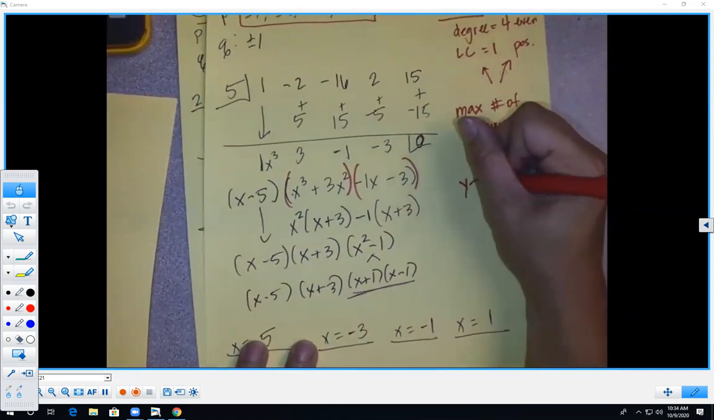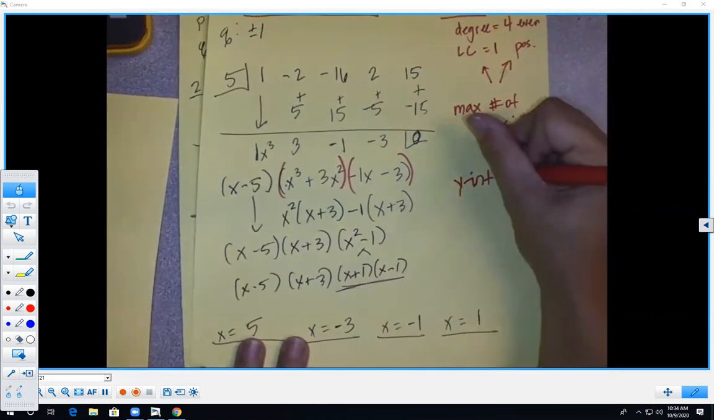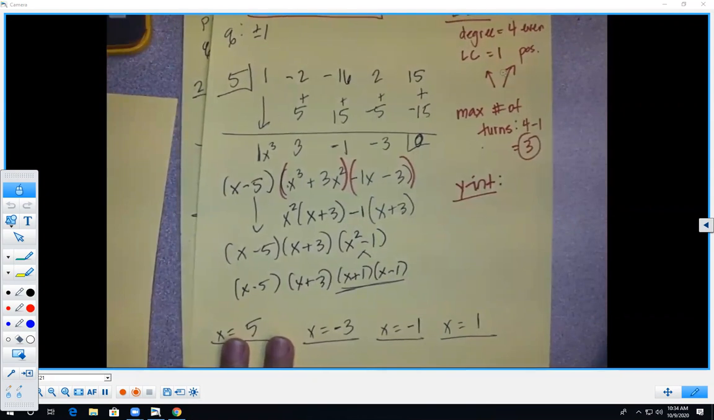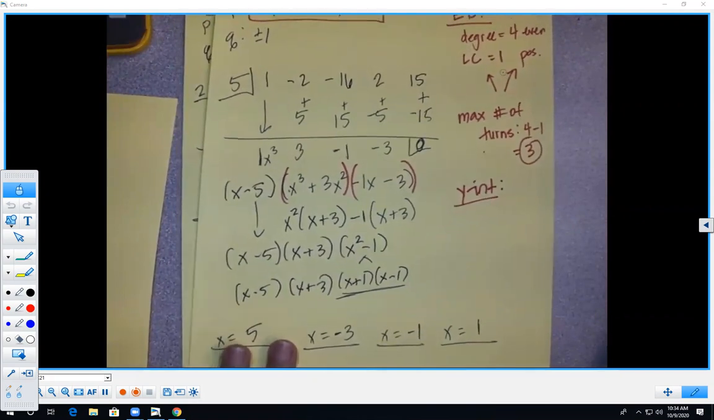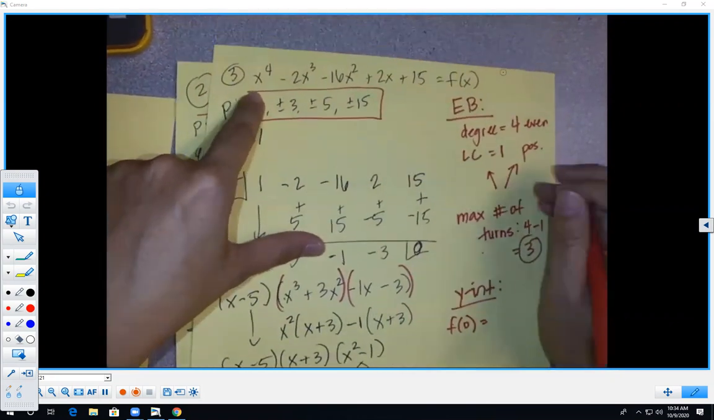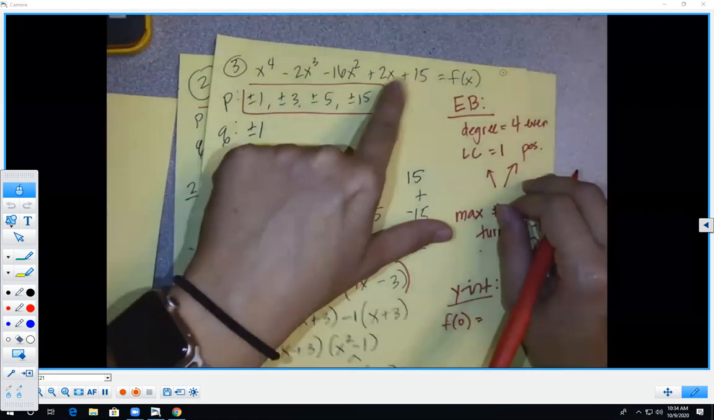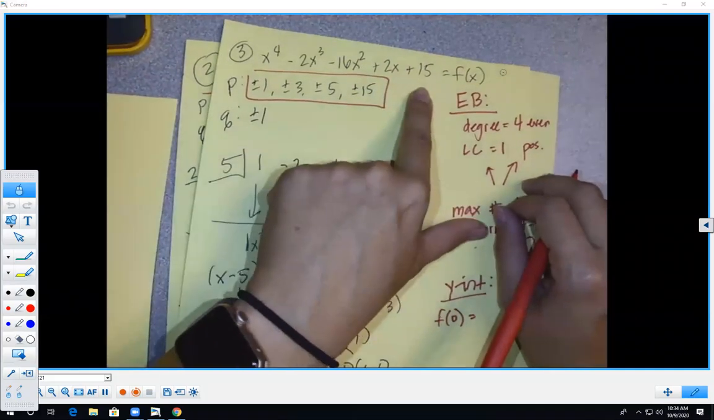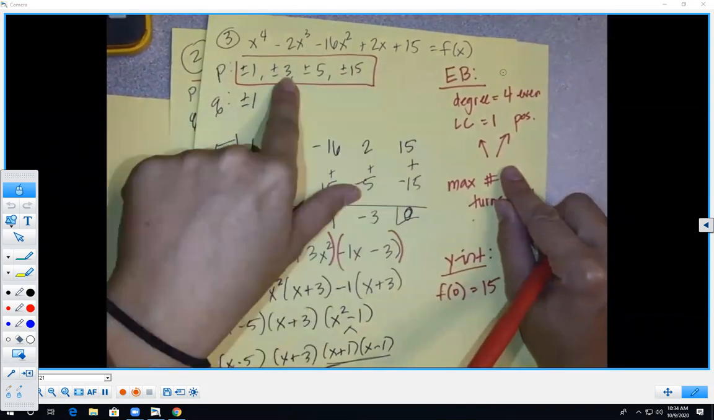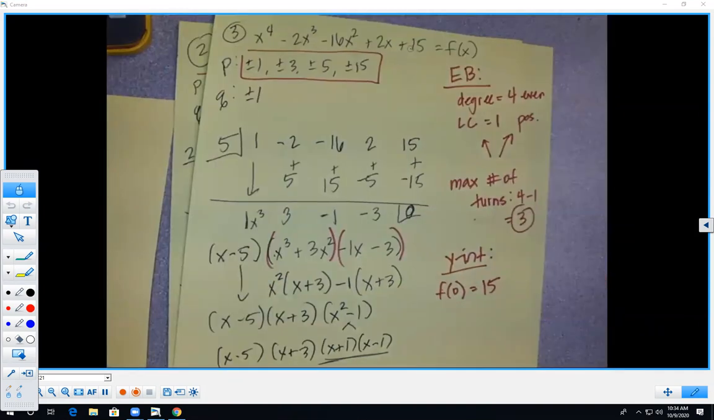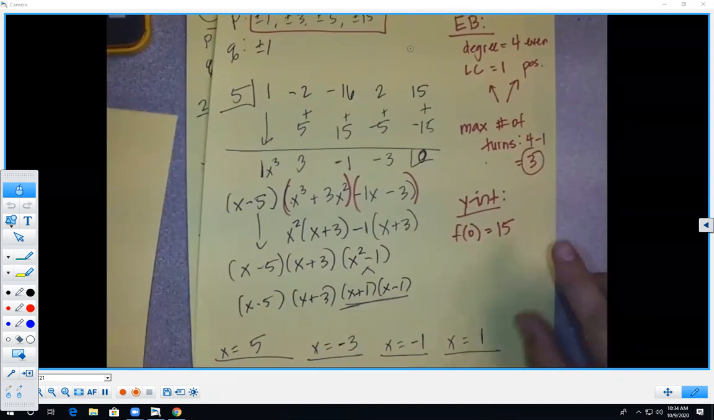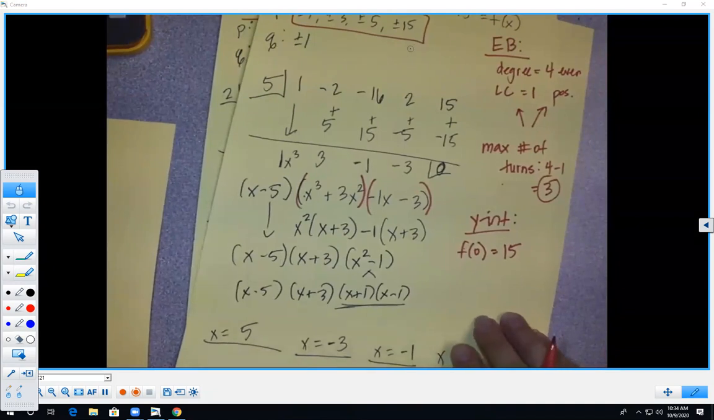And the last thing we can do is find the y-intercept. How do I find the y-intercept? Plug in 0 for x, solve for y. So that's pretty easy. F of 0 is going to be, I'm not going to write it out, 0, 0, 0, 0, 15. Right? Because all the terms that have x's in it are all going to zero out. Okay, so the y-intercept is 15. So I can go ahead and graph this on some paper.